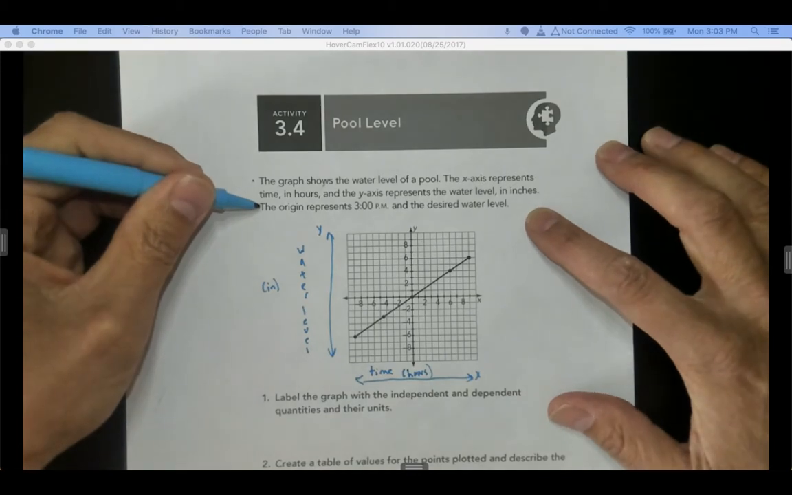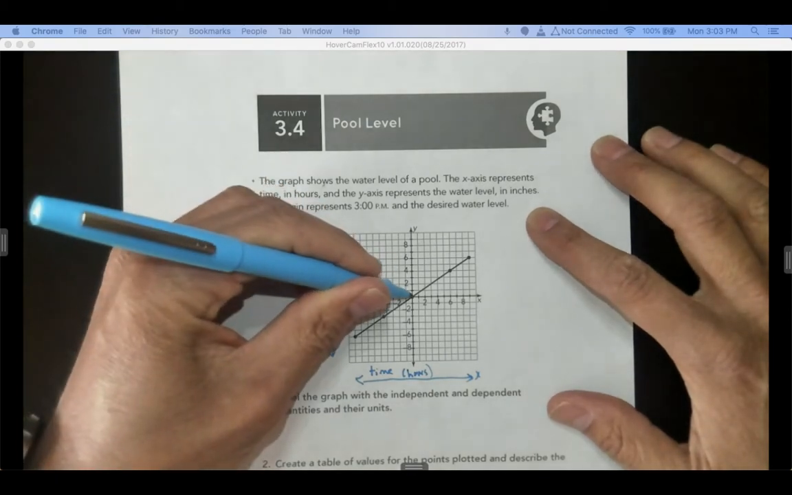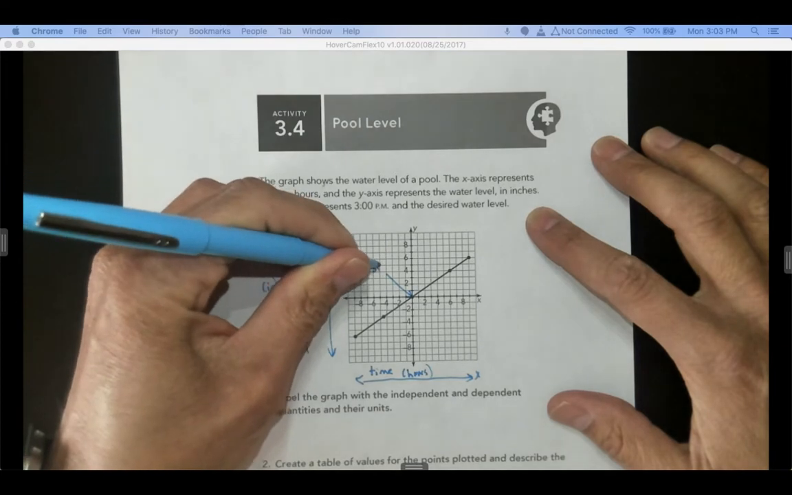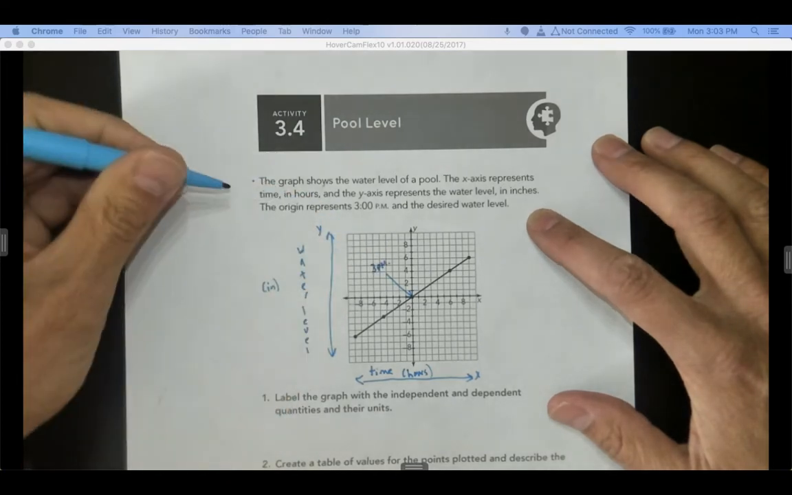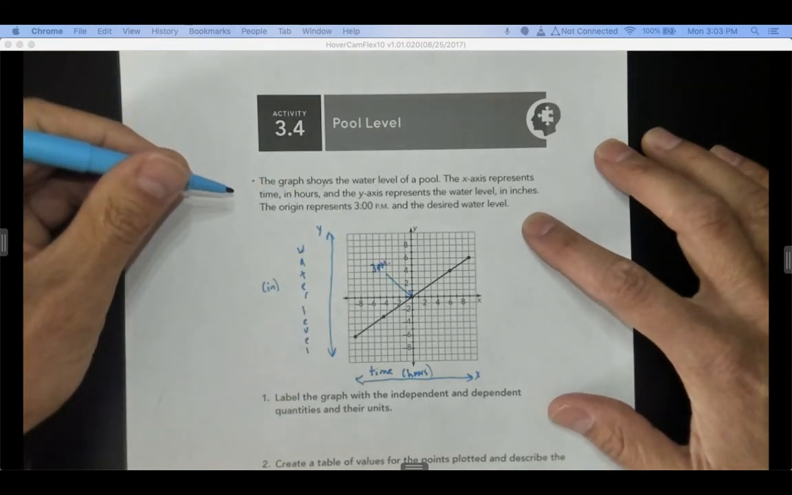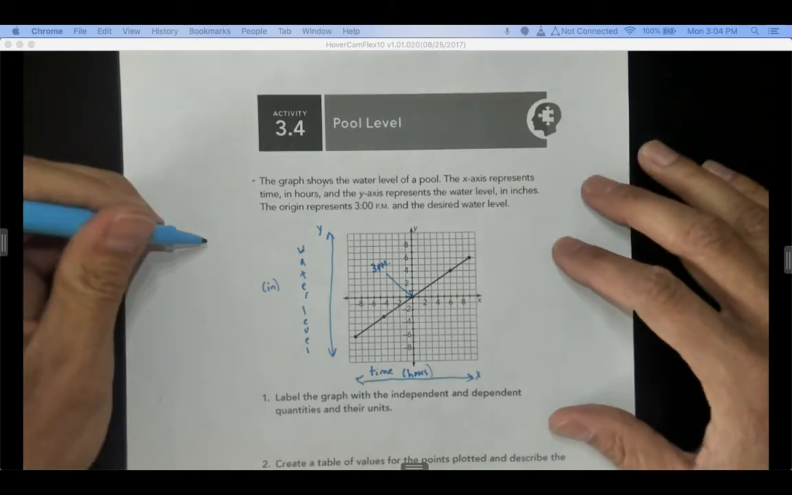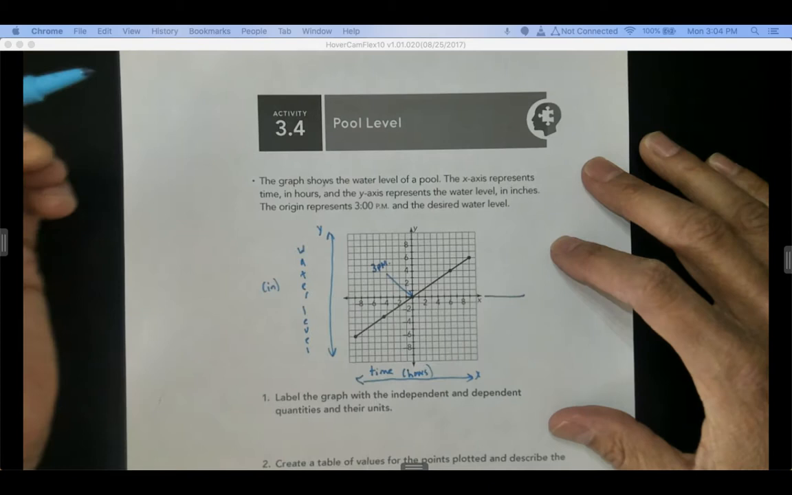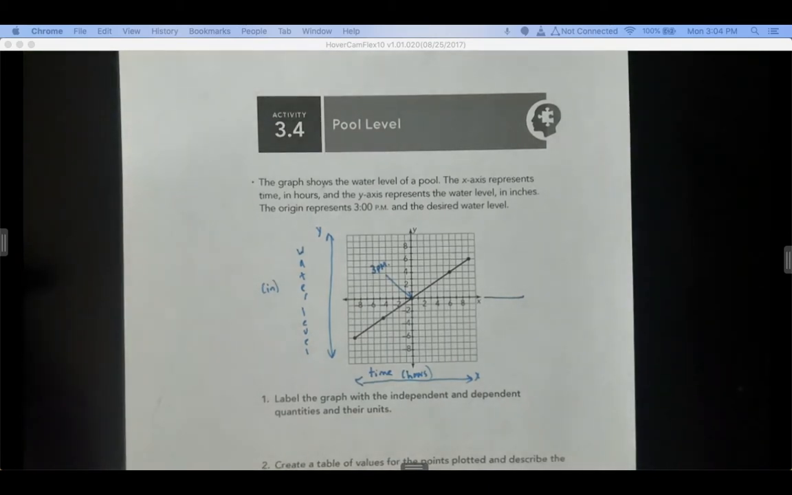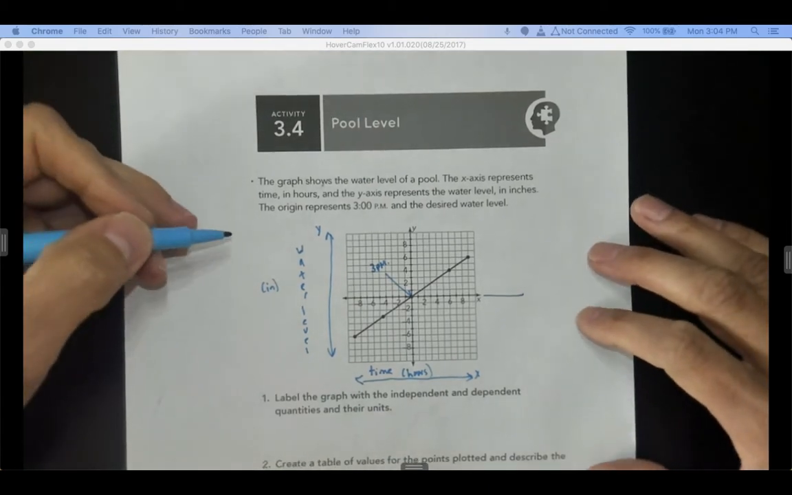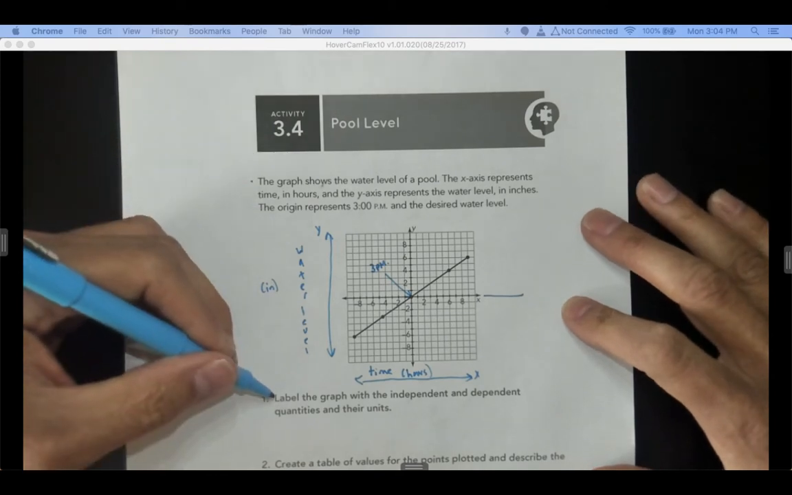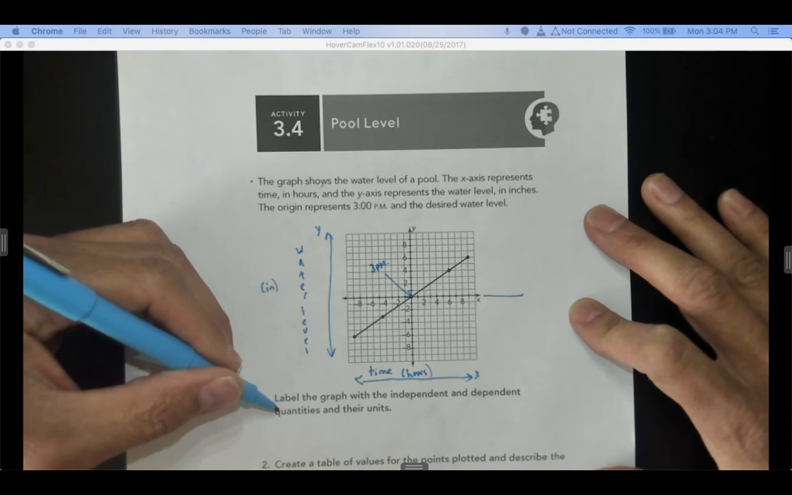The origin, remember the origin is always 0, 0 right there, represents 3 p.m. And the desired water level. So you want the water level to be at a certain level. And so this is saying if it is above it, it's higher than what you want it to be. If it's below it, it's below where you want it to be. Okay. So number 1 says label the graph with the independent and dependent quantities and their units.